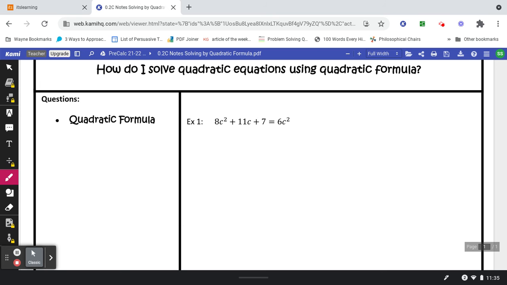So our quadratic formula, let's write it out here. It's x equals negative b, so the opposite sign of whatever the b value is, plus and minus square root b squared minus 4ac all over 2a.